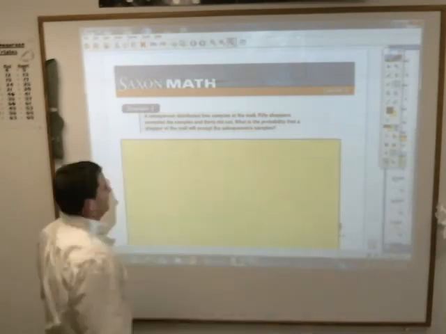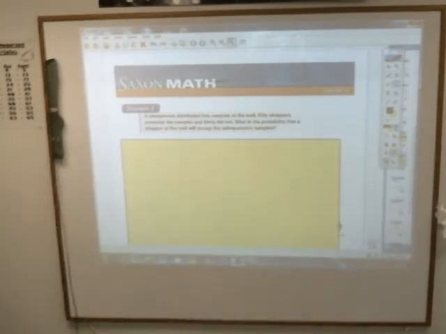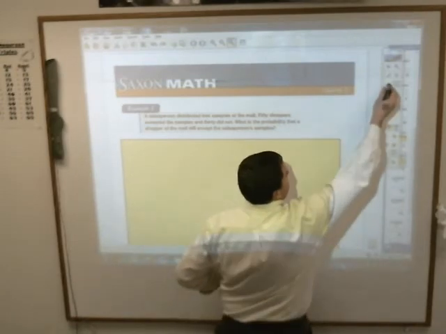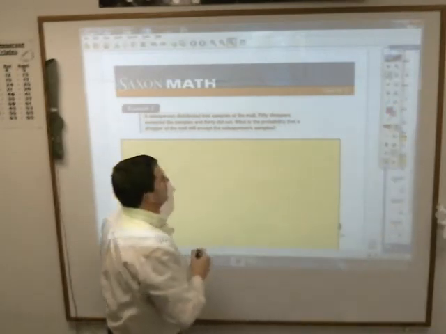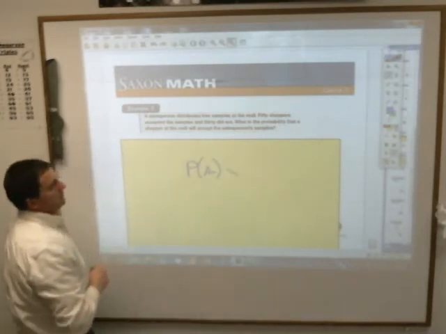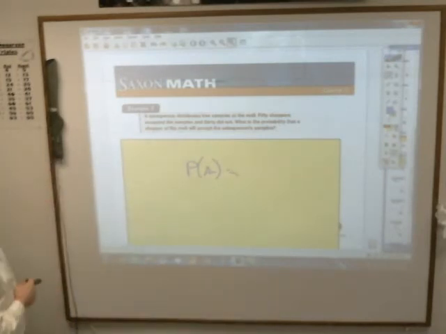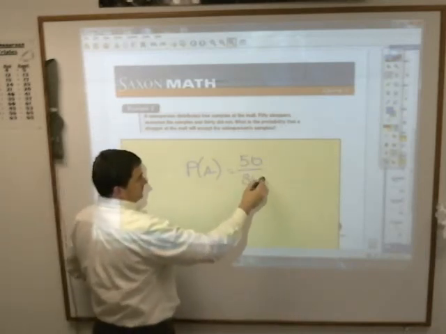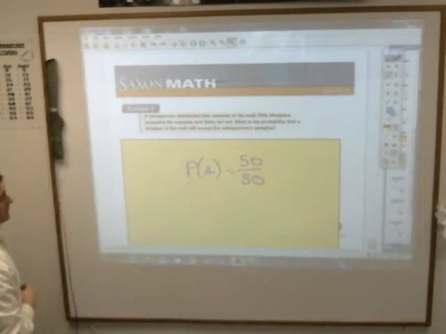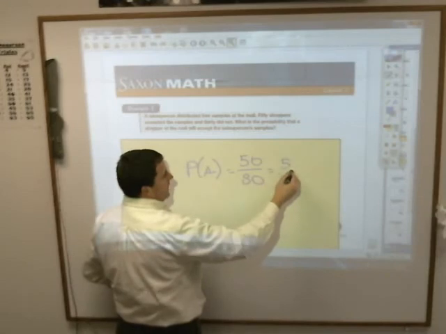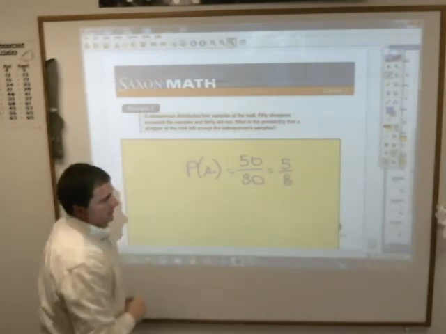A salesperson distributed free samples in the mail. 50 shoppers accepted the samples and 30 did not. What's the probability that a shopper at the mall will accept the salesperson's sample? Again, this is experimental. How many accepted it? 50. Out of a total of how many? 80. So what is the probability that the shopper at the mall will accept the salesperson's sample? 5 out of 8 people should accept it.